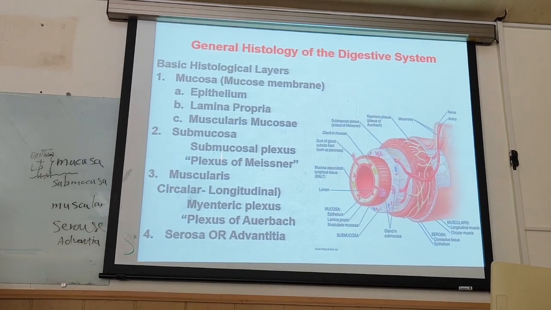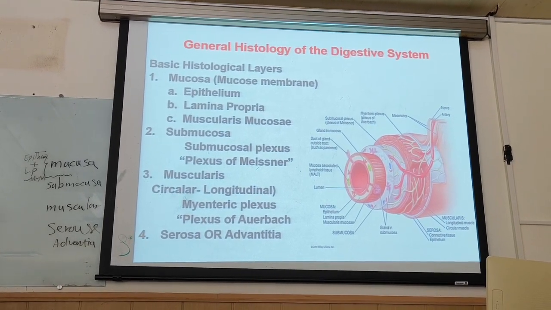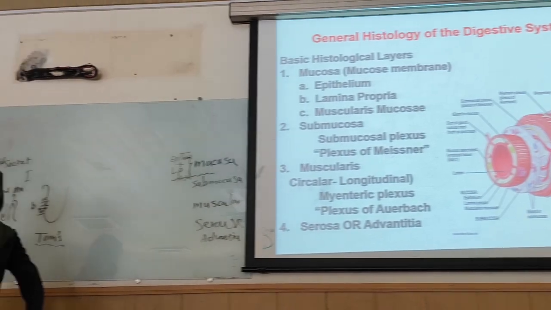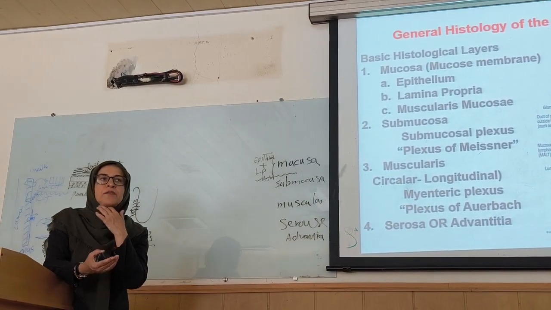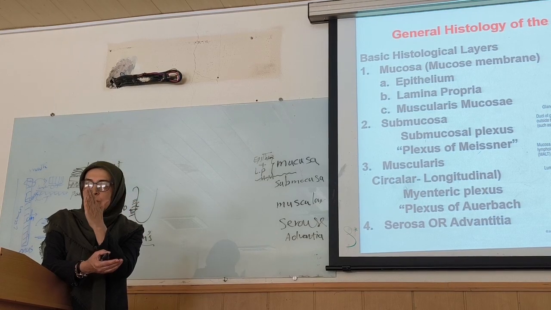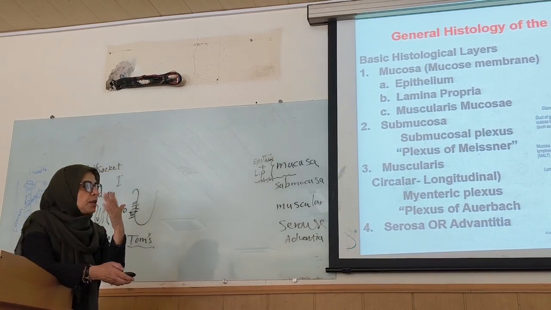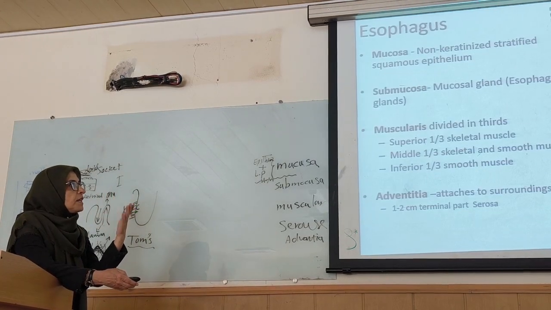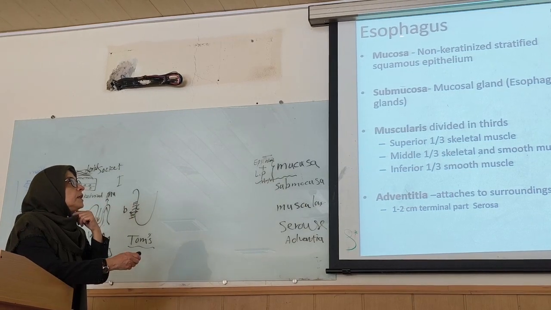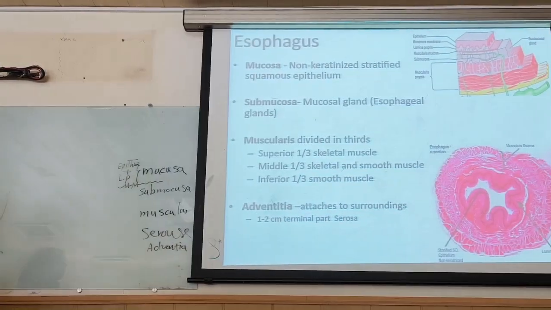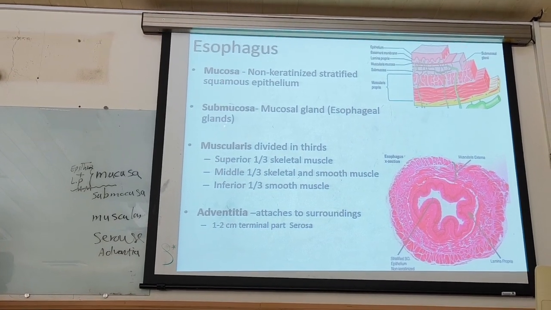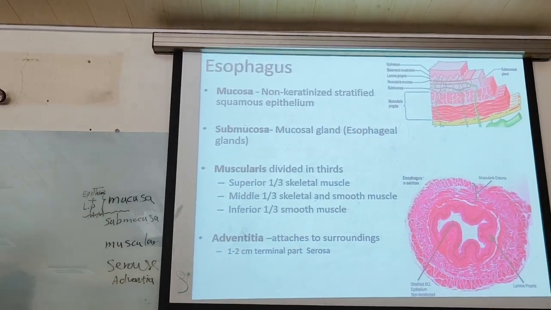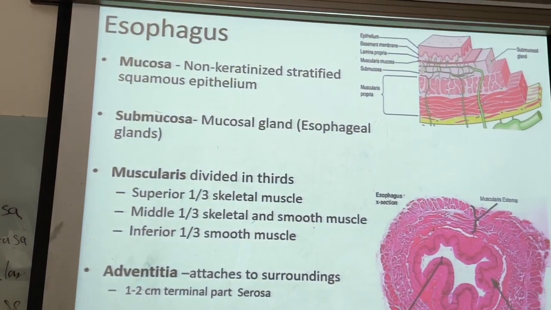Yes, these 4 layers, we want to know about this layer from esophagus until the anus, because all of them derive from the primitive gut tube embryologically, and because of this, they are very similar together. The esophagus has 4 layers in its wall: mucosa, submucosa, muscularis, and adventitia.